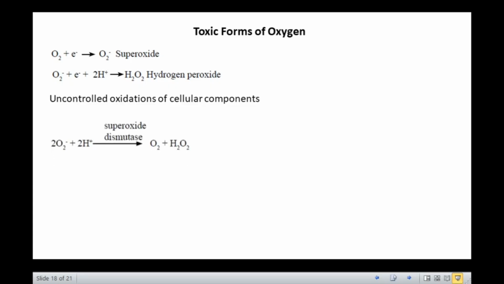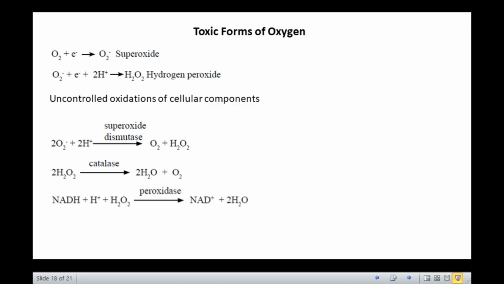Superoxide is detoxified by superoxide dismutase, which combines 2 superoxide molecules forming hydrogen peroxide and oxygen gas, and is present in all organisms capable of surviving in air. Hydrogen peroxide is dealt with by the enzyme catalase, which takes 2 hydrogen peroxides and forms 1 molecule of water and 1 molecule of oxygen. Aerotolerant anaerobes have peroxidase instead of catalase, reducing hydrogen peroxide with NADH plus H plus and producing water.